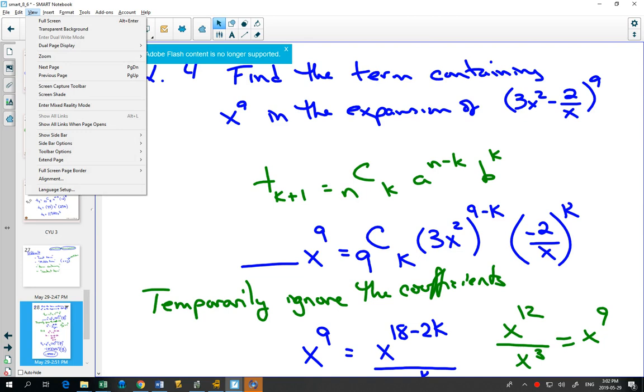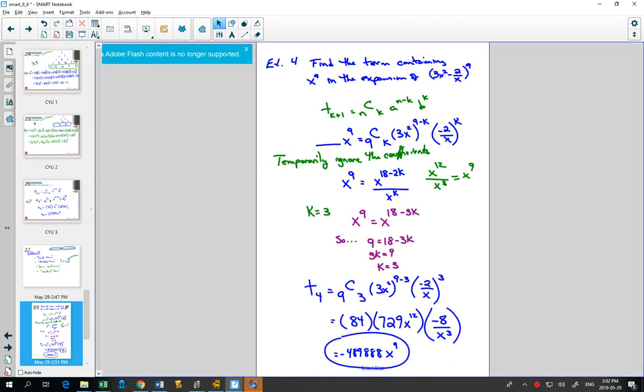Okay, if we view the whole thing, what did we do first? We used the formula and put in everything that we knew, which was everything except for k. And so we had to solve for k first. We temporarily ignored the numbers in front because we were only going to use the exponents to help us figure out what k is. Once we solved for k, either by guessing and checking or algebraically, we plugged it back into the formula because now we knew everything and we could actually find the term and its value.